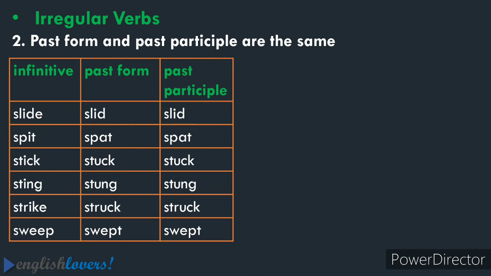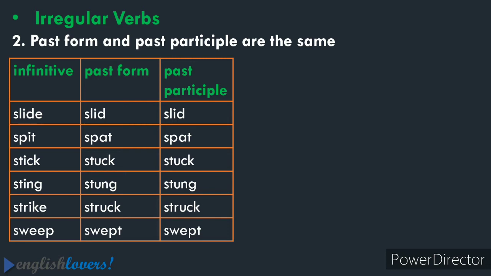Sting, stung, stung. What is sting? A sting is a sharp wounding part of an insect, especially of a honeybee. You can also use this word as a verb, in the sense of wound or affect with a sting. Strike, struck, struck. Sweep, swept, swept.